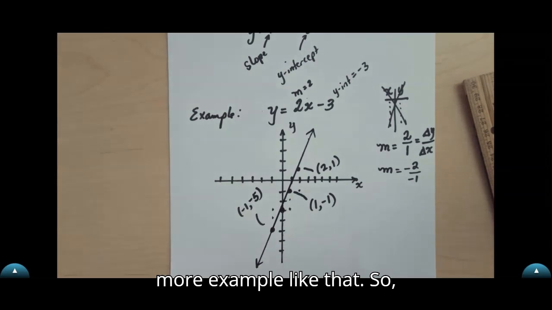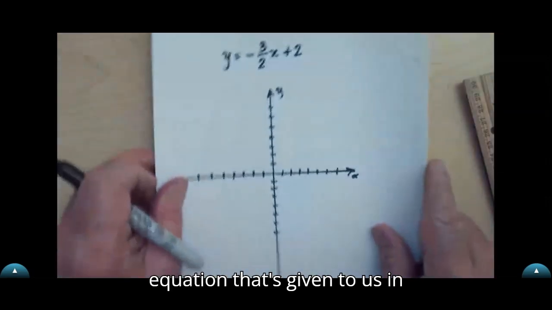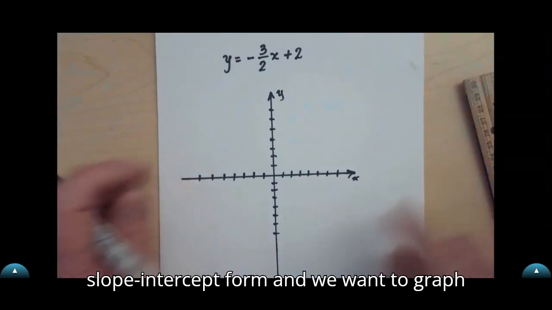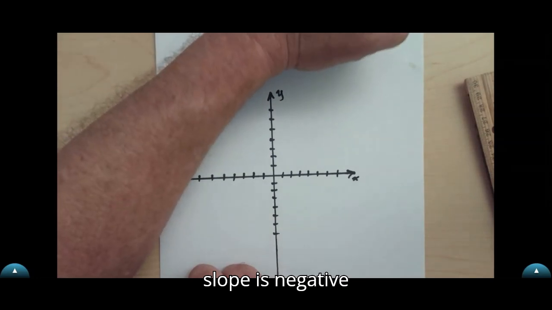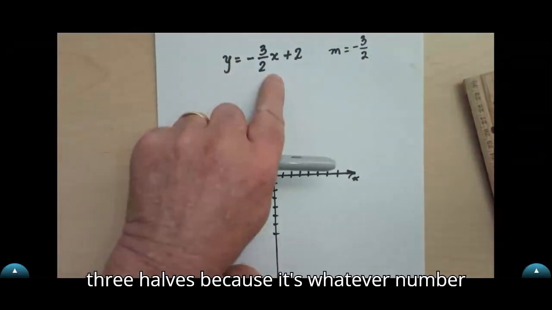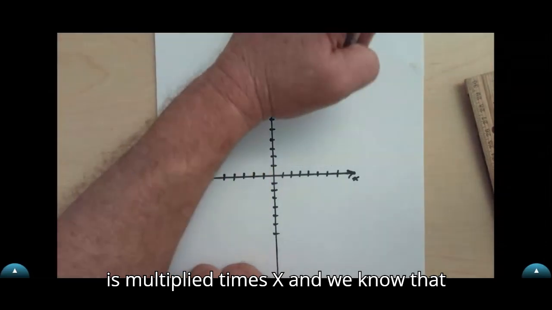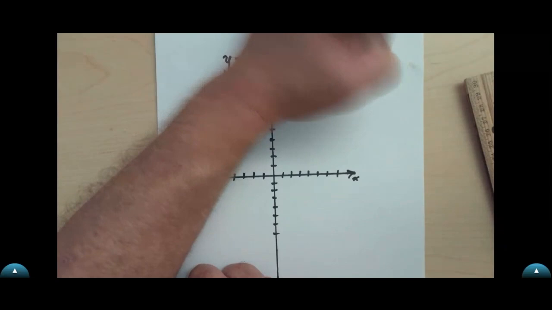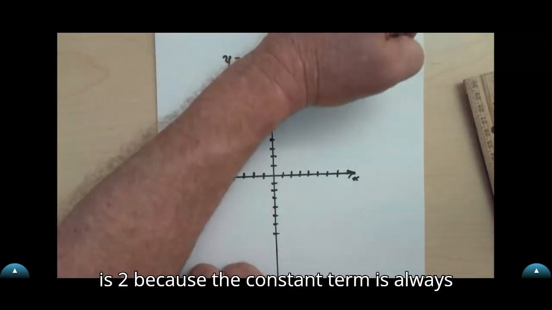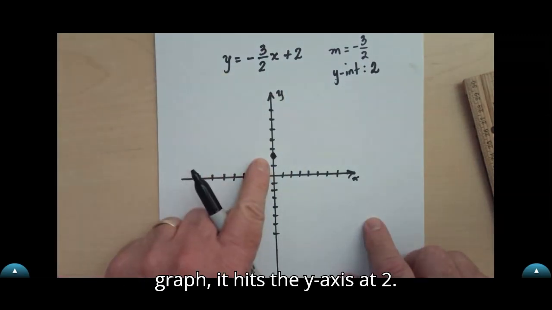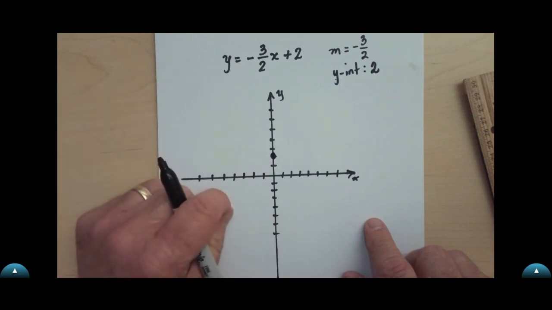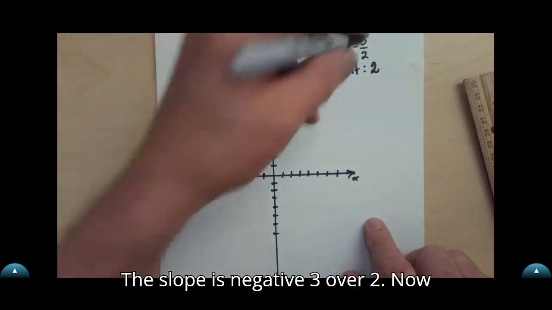Let's look at one more example like that. So here's another equation that's given to us in slope-intercept form, and we want to graph this. So we know that our slope is negative 3/2 because it's whatever number is multiplied times x. And we know that our y-intercept is 2 because the constant term is always the y-intercept. So the y-intercept is 2. That means that's a point on the graph. It hits the y-axis at 2. The slope is negative 3/2.